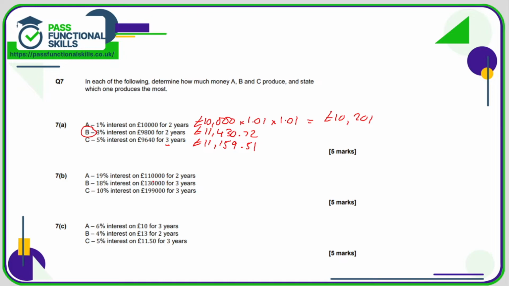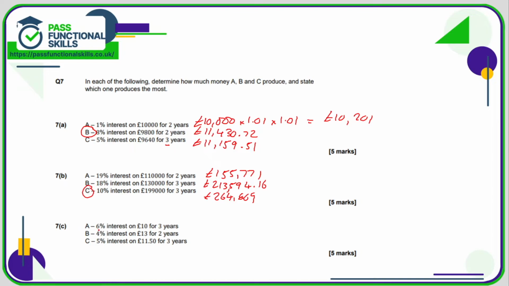For 7b, the calculation is 110,000 times 1.19 times 1.19, and that will give us a total of 155,771. For B, the calculation is 130,000 multiplied by 1.18 times 1.18 times 1.18, so 3 lots of 1.18 because it's 3 years, and that will take us to a new total of 213,594.16. And for C, again it's 3 years, so the multiplier 1.1 is going to be used 3 times, so 199,000 times 1.1 times 1.1 times 1.1, and that will give us a total of 264,869. So C gives us the most.